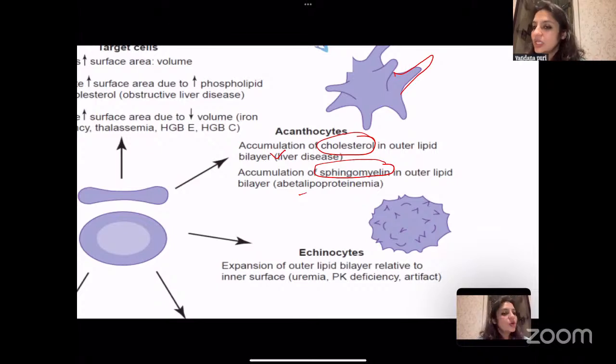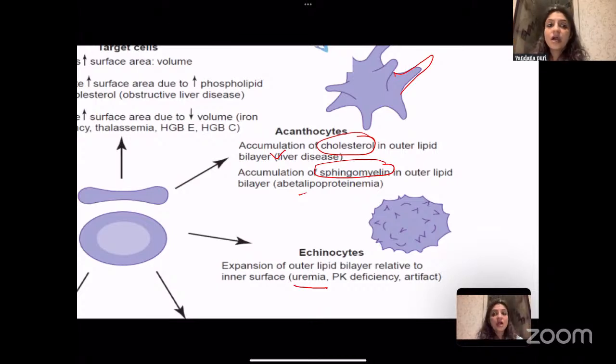Now, what about echinocytes? Echinocyte is something like EDTA artifact. You leave the sample for a long period of time. So it can be seen either in EDTA artifact or in something like uremia. Uremia is also like blood stagnant there for a long period of time. So what happens is that the outer lipid layer is just expanded as compared to the inner lipid layer, so it appears as regular spicules.